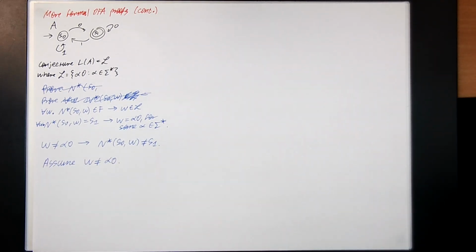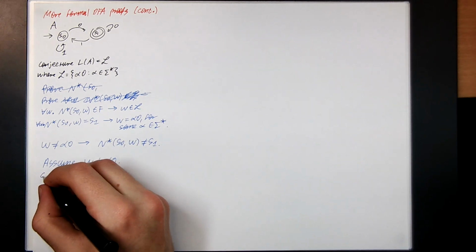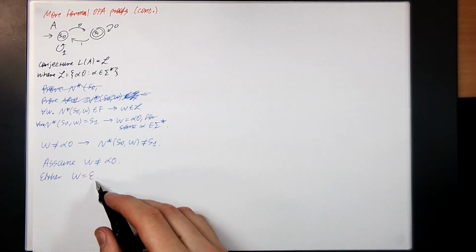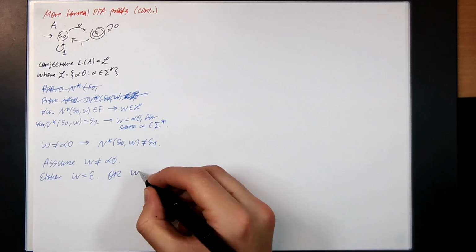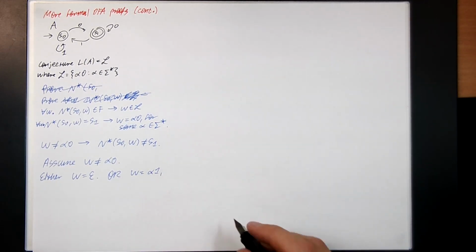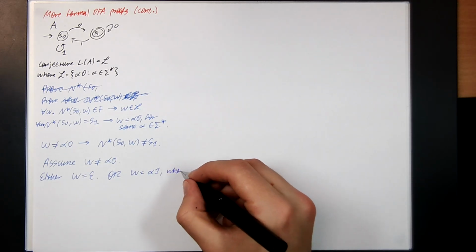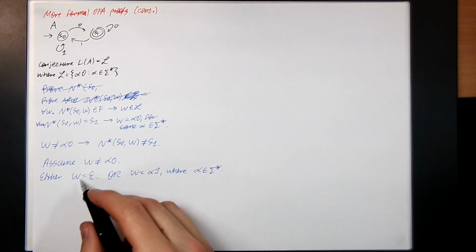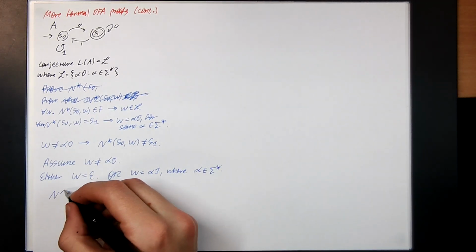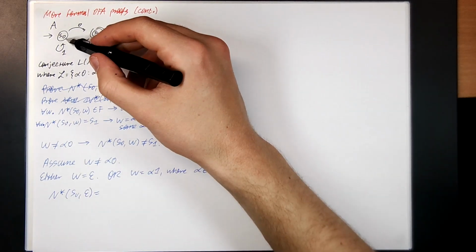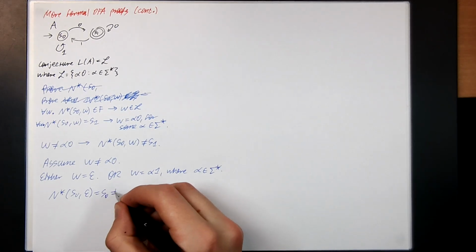Well, if W is not a string with a 0 on the end, what could it be? Well, I guess it could be one of two things, right? So either W is equal to the empty string, because the empty string doesn't have a 0 on the end, or W is equal to some string alpha 1, because obviously this string's got a 1 on the end, where alpha is in sigma star. So this case is easy, right? If we want to prove this, all we have to show is that delta star of S naught and epsilon is not S1. Well, if I'm in S naught and I read epsilon, I stay in S naught, and that's not S1.